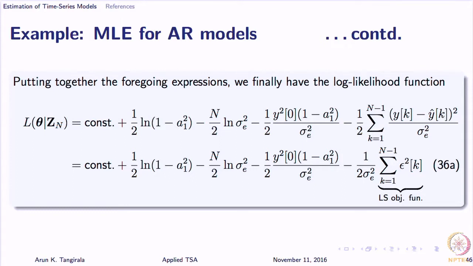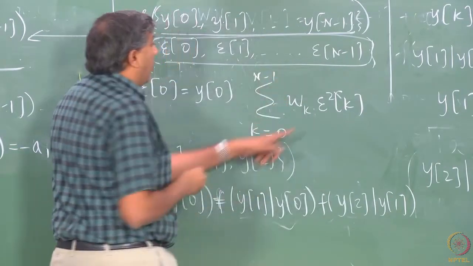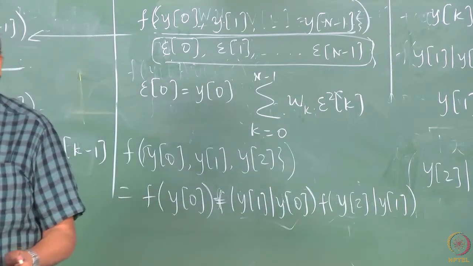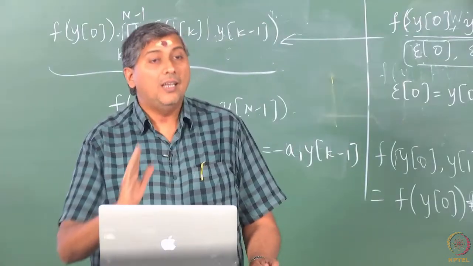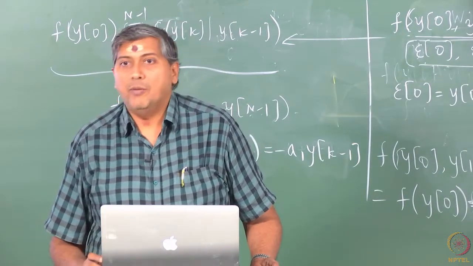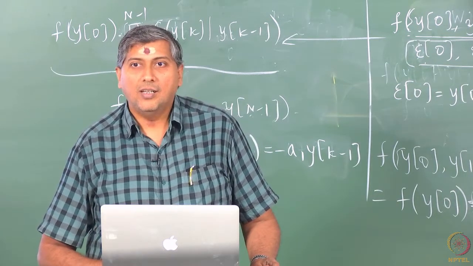Epsilon 0, which is same as y0, has a variance of sigma square e by 1 minus a1 square. So, the weighting will be the inverse of it. If I were to set up the weighted least squares problem, I would say k running from 0 to n minus 1. W naught would be 1 over sigma square e by 1 minus a1 square. For the remainder of observations, Wk would be 1 over sigma square e. That is exactly what these two observations are.